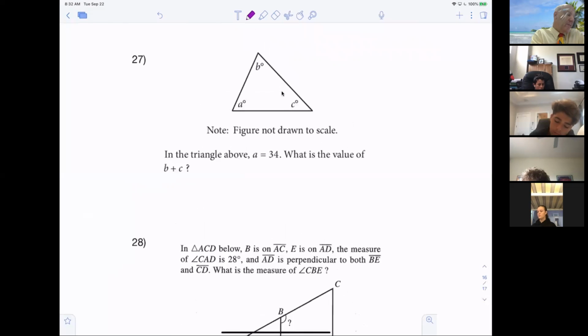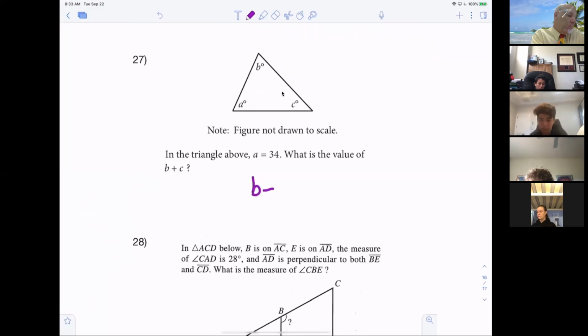Now we have an ACT. No, this is an SAT question. I know, it's embarrassingly easy. What is B? B plus C is 146. Any issues with that? Again, the angles of a triangle add up to 180.